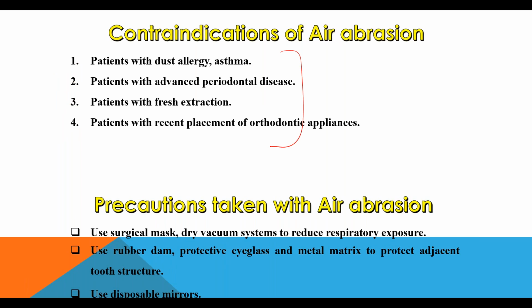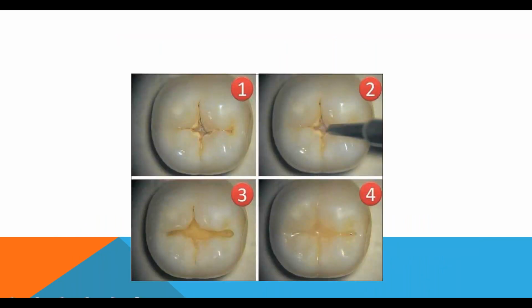A patient who is allergic, who has asthma, who has had a fresh extraction, or with recent placement of orthodontic appliances should not go for air abrasion. Certain precautions to keep in mind: both the patient and the clinician should wear the mask. The patient should remove the mask only at the time of the procedure. Use the rubber dam, protective eyeglasses, and metal matrix to protect the adjacent tooth structure, and use disposable mirrors because the mirrors get damaged after one use.